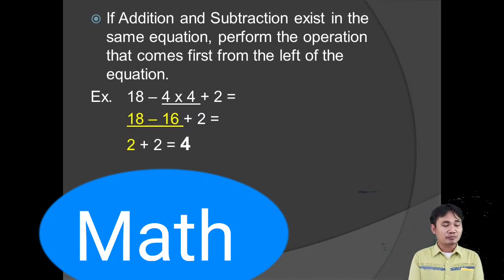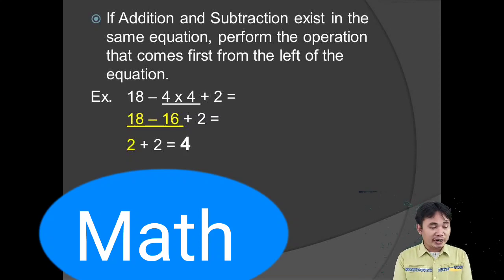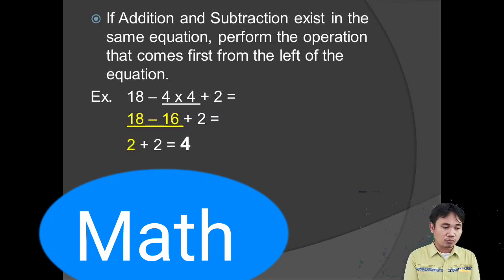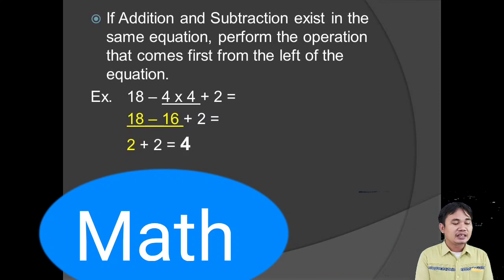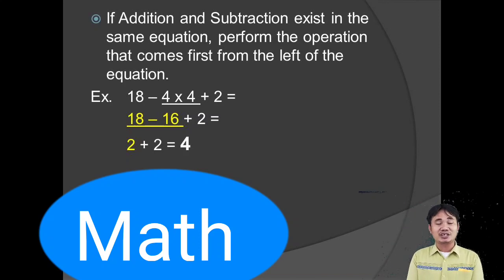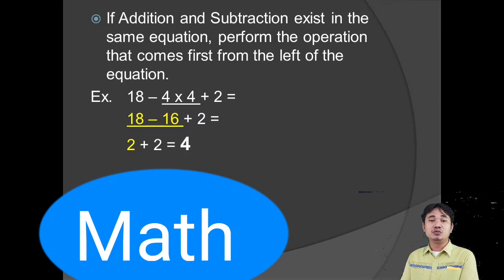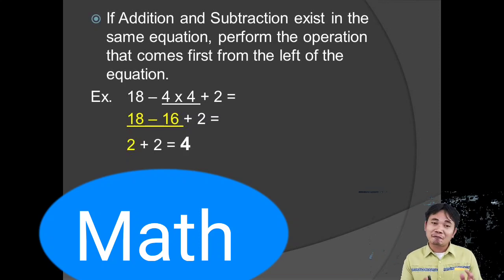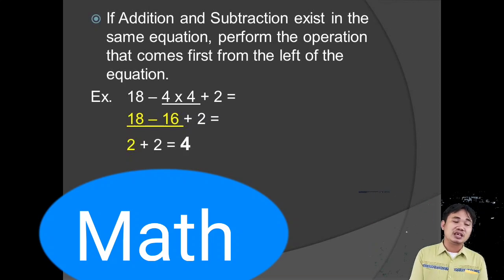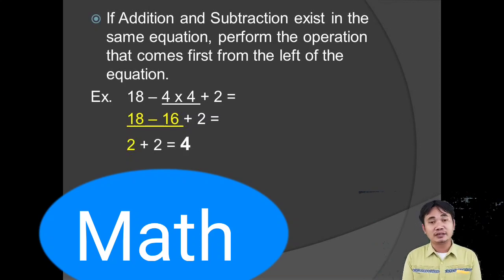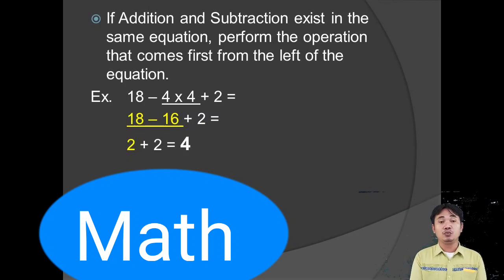So, in this equation, 18 minus 4 times 4 plus 2. So, it's clearly that in the ladder that we perform, pakikita natin yung ladder kanina, mauna talaga yung multiplication kaysa sa division. So, you need to perform first multiplication, that is 4 times 4, that is equal to 16. So, 18 minus 16 plus 2. Okay. So, ano yung mauna? So, you need to perform first subtraction. So, 18 minus 16, that is equal to 2, and then you add 2. 2 plus 2 is equal to 4.